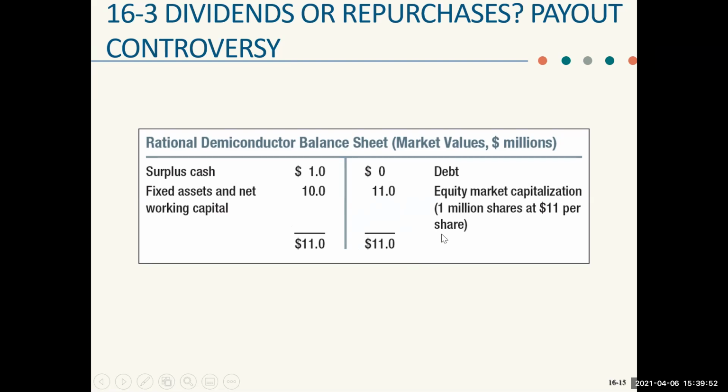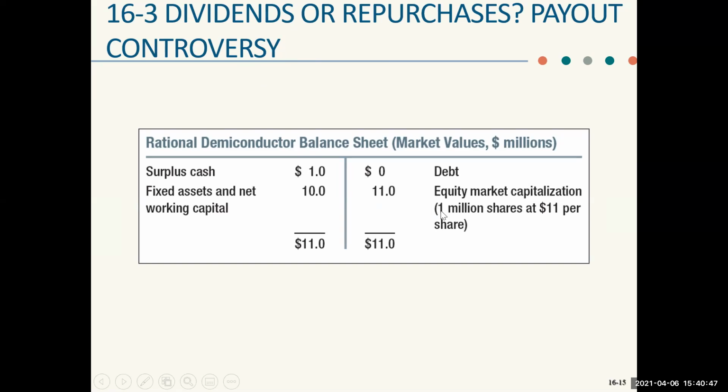So if assets are worth $11 million, the equity should also be worth $11 million. And if the company has 1 million shares on issue, that means the share price is going to be $11 per share in the market. So that's $11 million. And now, what if the company pays out this cash to shareholders in the form of dividends? First, I want to see what happens to the balance sheet and the share price. How much dividend can they pay with $1 million? 1 million divided by 1 million shares. All of this $1 million should be paid. It will be $1 per share.